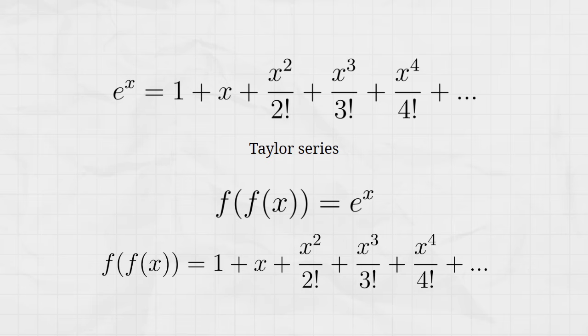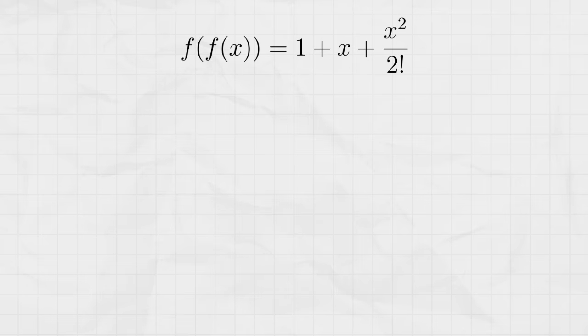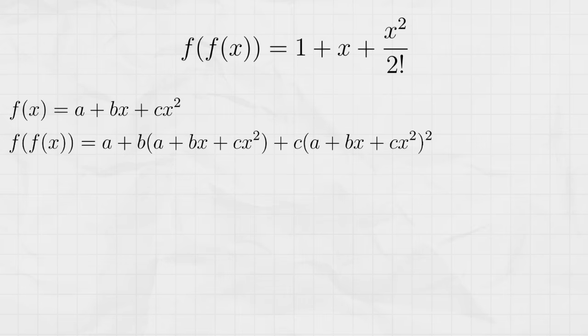How does this help us? Well, let's replace f of x with the Taylor series too. I'm going to use a simple second-degree Taylor polynomial to demonstrate what we're going to do. Let f of x be a general second-degree polynomial, a plus bx plus cx squared. To get f of f of x, we nest f of x inside itself by replacing all the x's in the equation with copies of f of x.